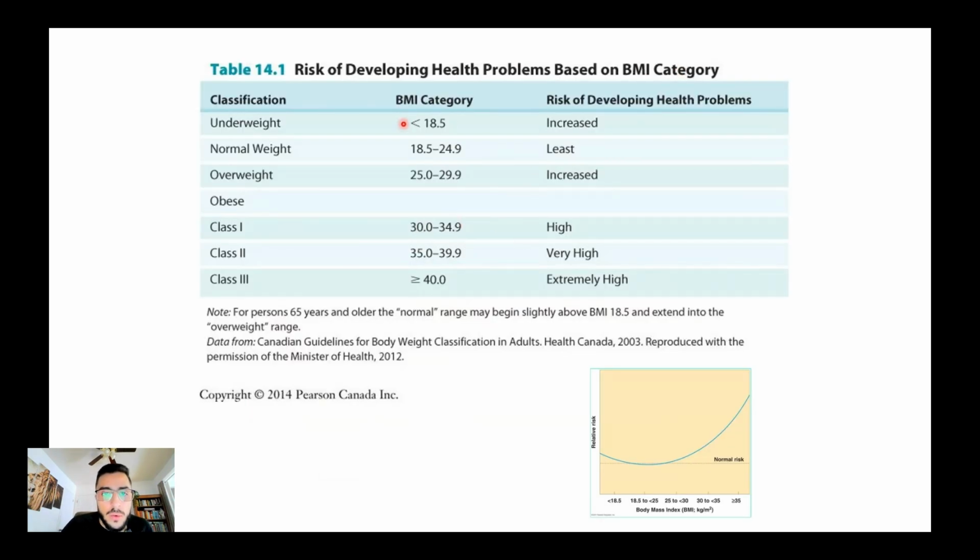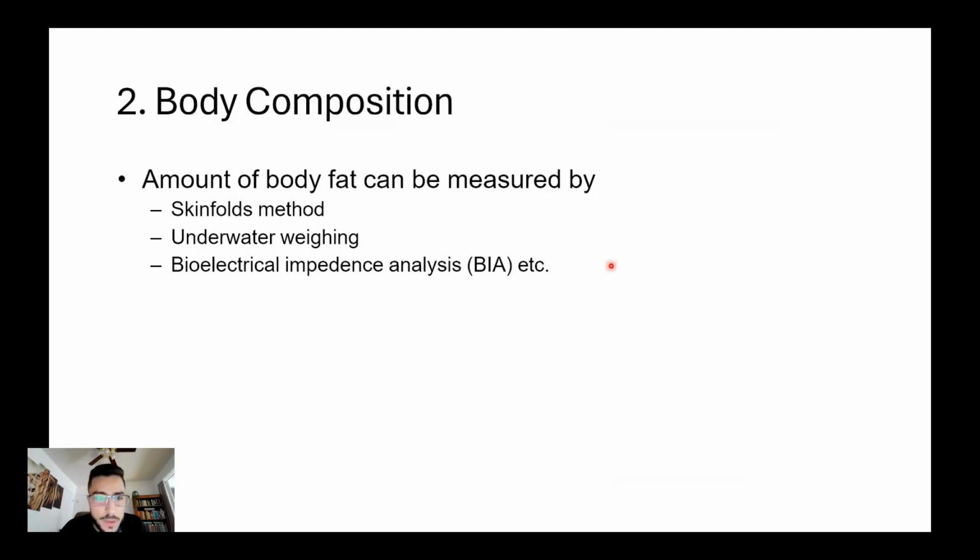This is just how risky it is for you to get health problems. Obesity starts at 30. Overweight is above 24, and it goes in increments of 5. And so the least risk of health problems is obviously in that range. If you're below, that's an increased risk, and if you're morbidly obese, then you'll have a very high, high, or extremely high range of potential for developing health problems.